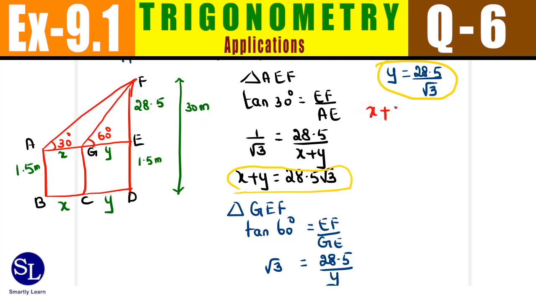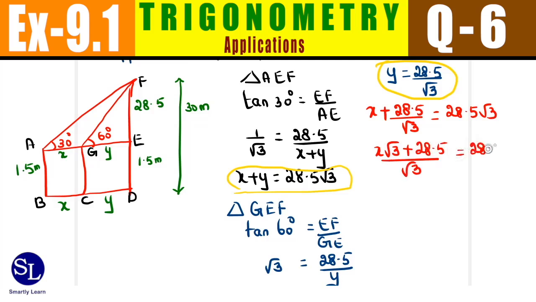So X plus 28.5 by root 3 is equal to 28.5 root 3. On the left side alone, let's take LCM. So X root 3 plus 28.5 by root 3 is equal to 28.5 root 3. Now I'm going to leave the X root 3 here and take all the other terms to the other side. So X root 3 is going to be 28.5 root 3 into another root 3, and then I'm taking this here, so minus 28.5. So this is nothing but 28.5 into root 3 times root 3, which is simply 3.